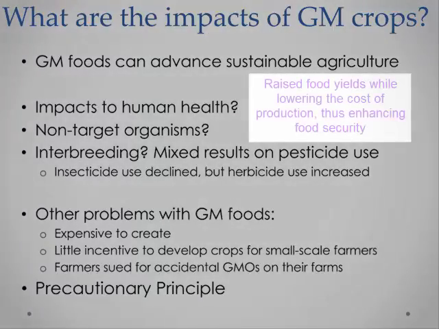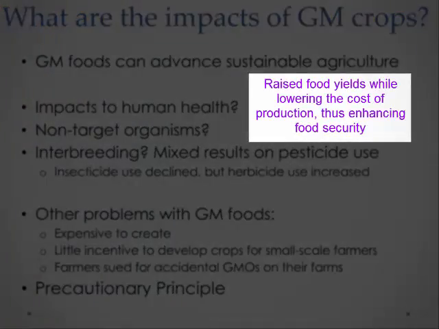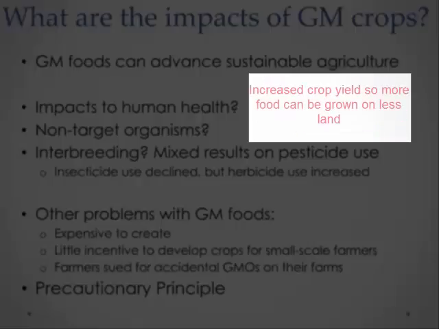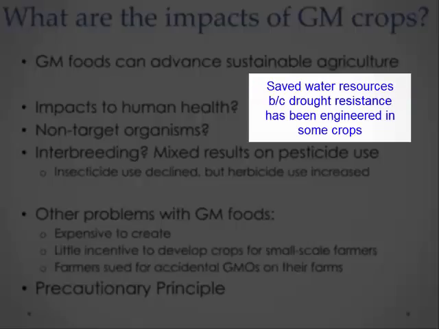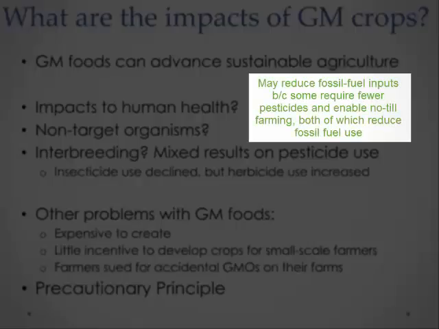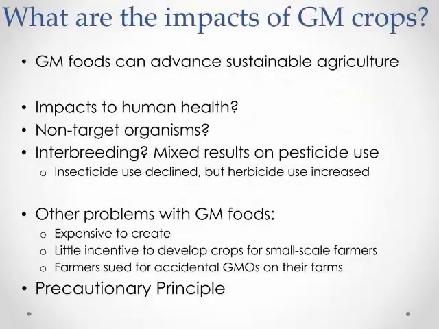They have raised food yields while lowering the cost of production, thus enhancing food security, increased crop yield so more food can be grown on less land, thus reducing the need to convert undeveloped land to cropland, and preserving biodiversity and ecosystem services. Saved water resources because drought resistance has been engineered into some crops, thus these crops require less irrigation water. May reduce fossil fuel inputs because some required fewer pesticides and enable no-till farming, both of which reduce fossil fuel use.